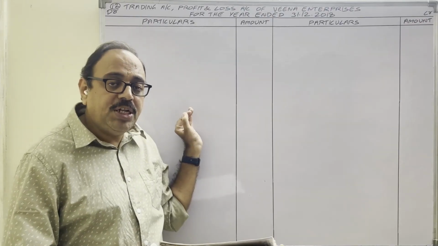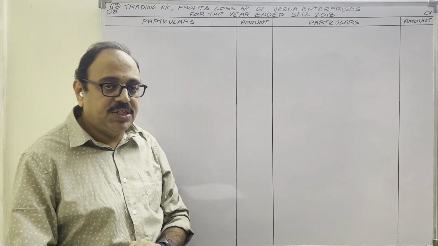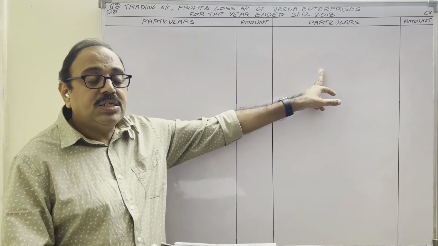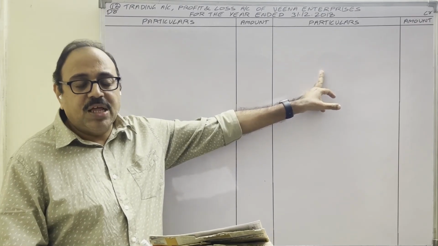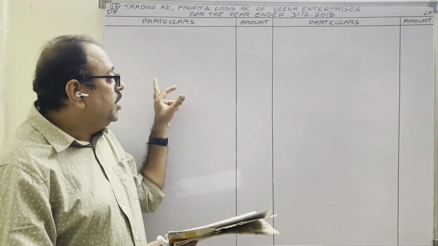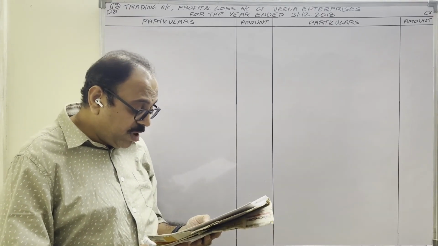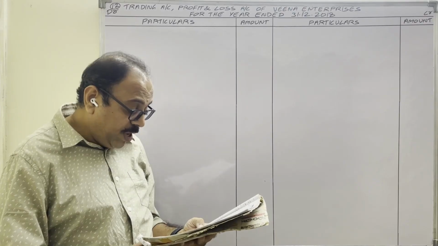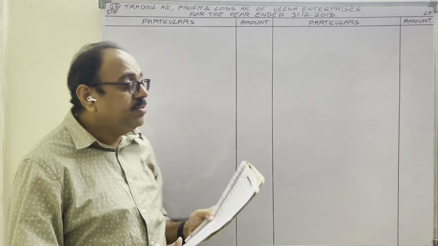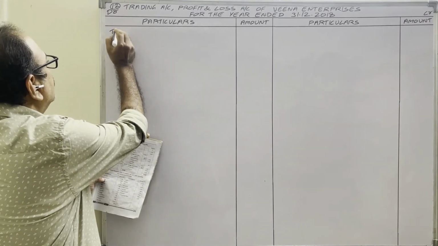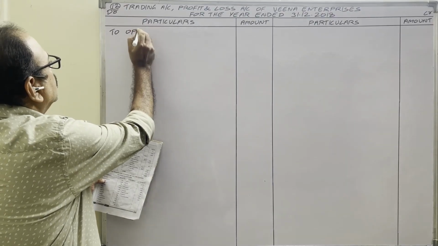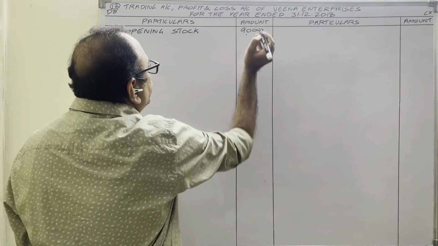Direct expenditure means expenditure up to manufacturing. Direct income means the main income for the business, nothing but sales. On the debit side, we should start with opening stock. See the trial balance debit side. Opening stock 9,000 is given. We should start with that: To opening stock 9,000 rupees.